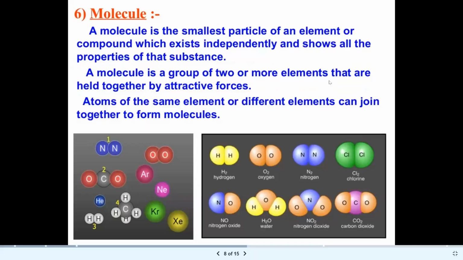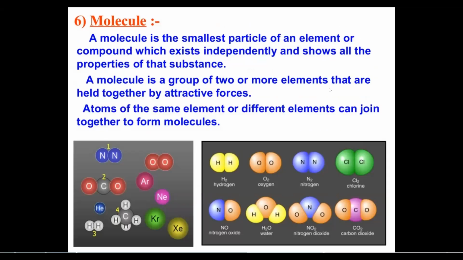If we talk about molecules, we will be discussing it here. A molecule is the smallest particle of an element or a compound which exists independently and shows all the properties of that substance. An example of a molecule is carbon dioxide. A molecule is the smallest part of an element or compound.